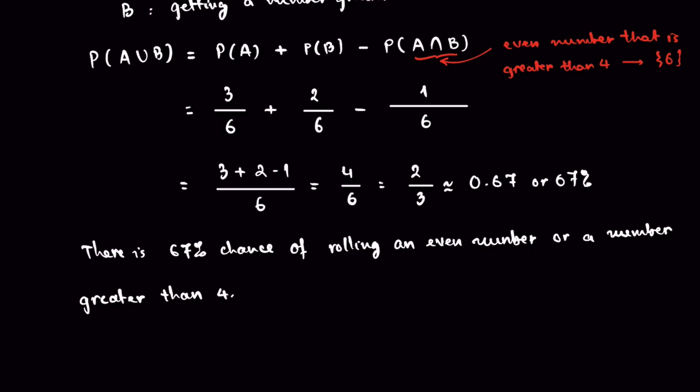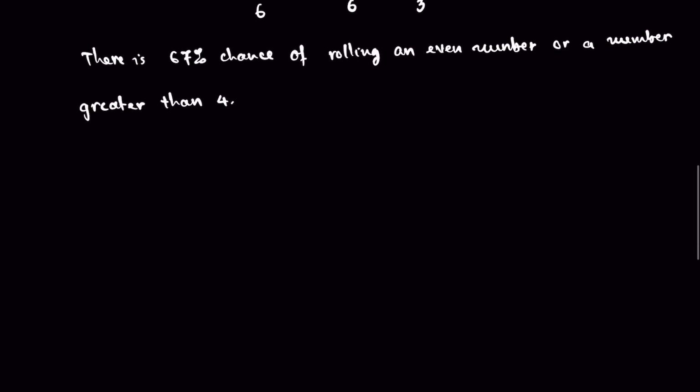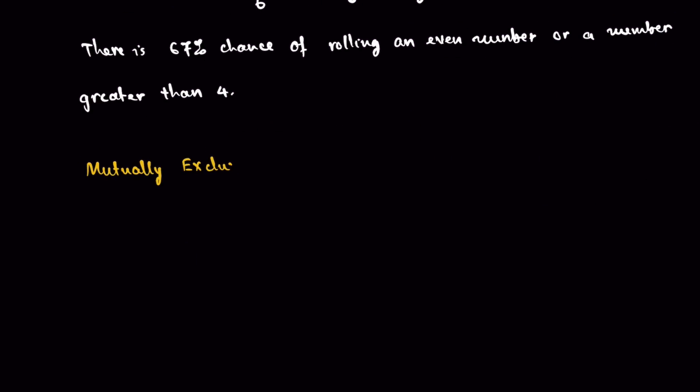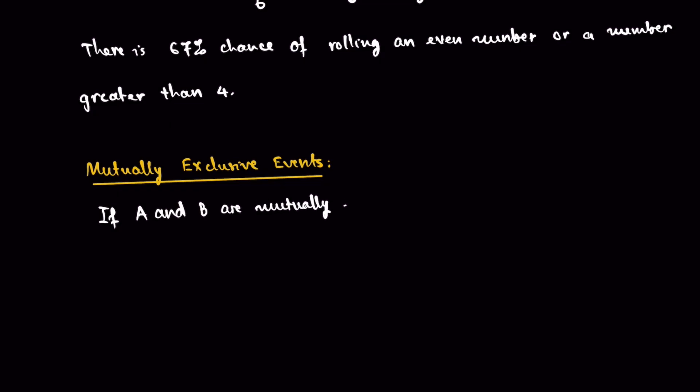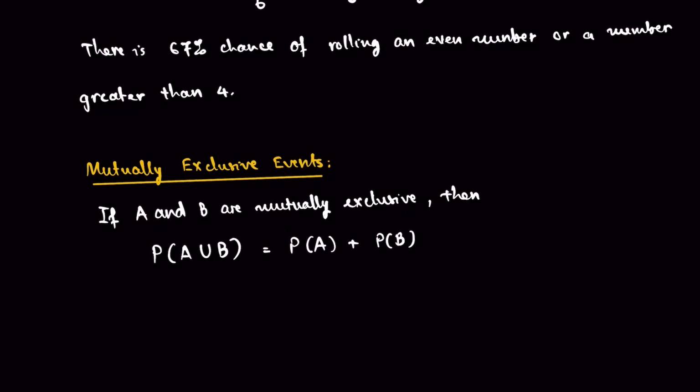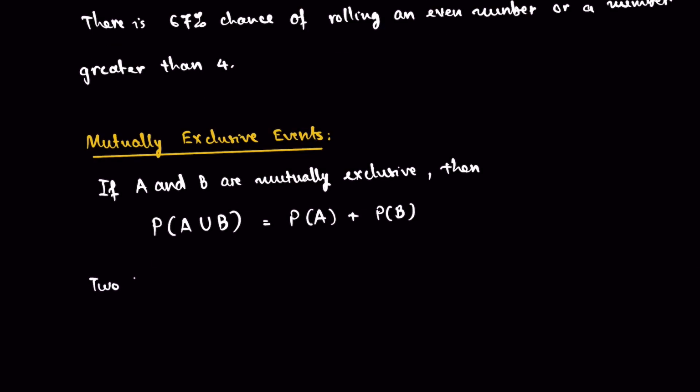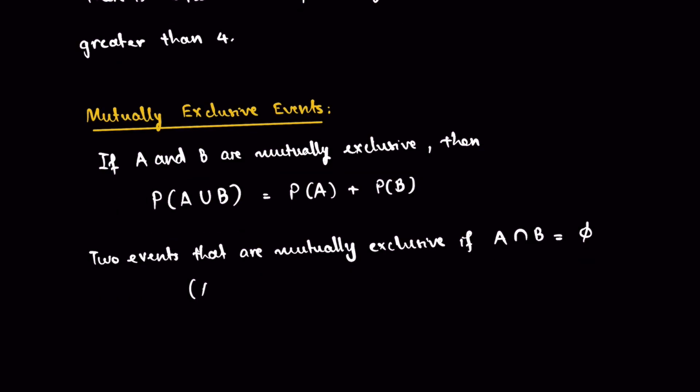Now what happens when the intersection of A and B is equal to the empty set? In that case, we call them mutually exclusive events. So if A and B are mutually exclusive, then the probability of A union B is equal to the probability of A plus the probability of B, and that's it. Right? So the two events are mutually exclusive if A intersect B is equal to the empty set. In this case, A and B are disjoint.